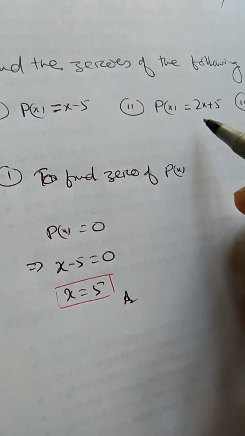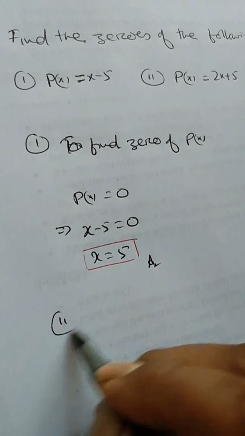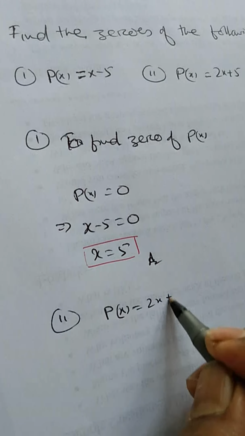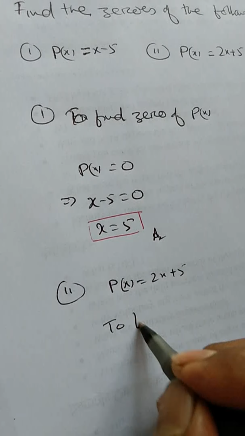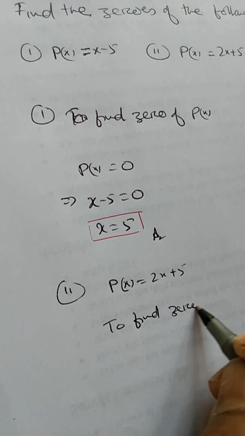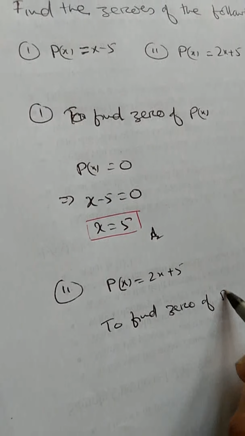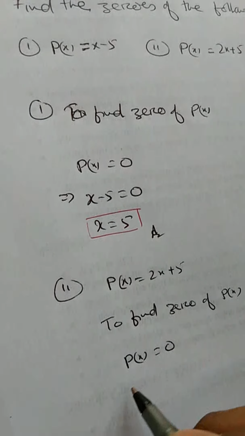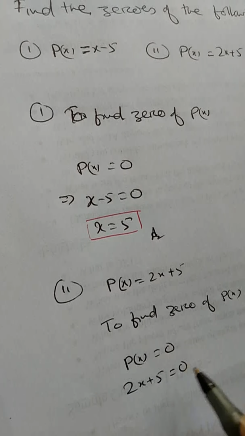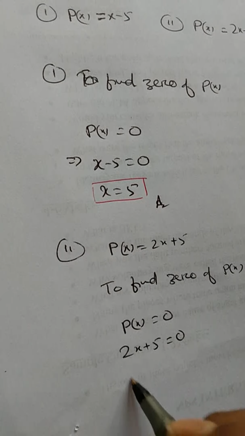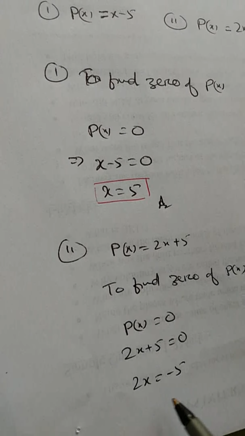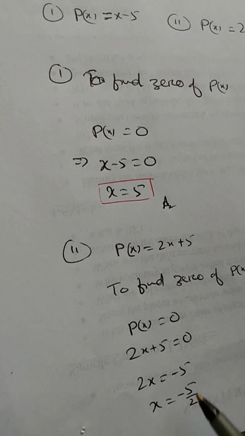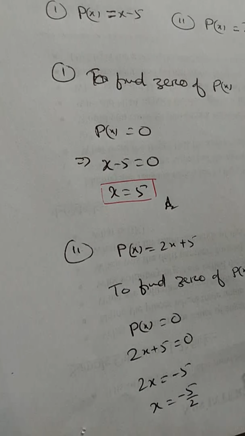Next number is given p(x) equal to 2x plus 5. Same process. p(x) equals 2x plus 5. So to find the 0 here, we'll write p(x) equal to 0. That means 2x plus 5 equals 0, and then 2x equals minus 5, and x equals minus 5 by 2, which is the 0 of this given polynomial.